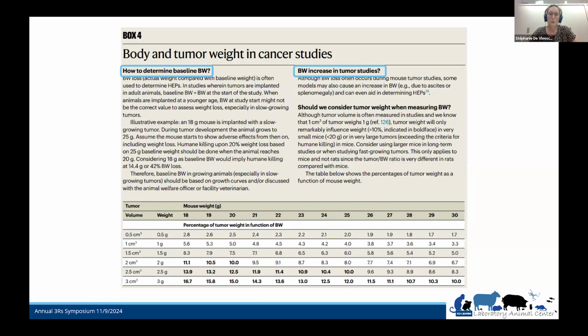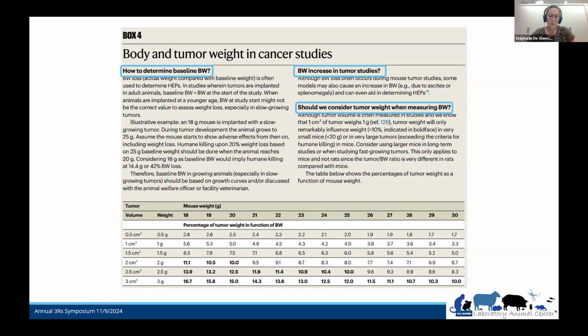In some cancer models, you can also have a body weight increase. There are papers describing this body weight increase as helping in defining humane endpoints. And also, we wanted to address the volume of tumors. There are some existing guidelines that all focus on the volume of the tumor itself, and some guidelines that really go into the tumor weight versus body weight.